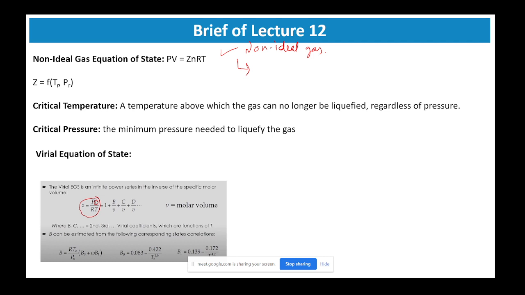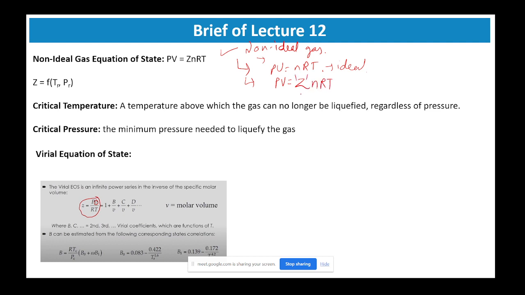This is because at lower pressures, the interaction between two molecules decreases because the molecules are very far from each other. So due to that, you can consider non-ideal gas to be ideal. Now, the equation of state which was used for ideal gas was PV equals nRT. Now, for non-ideal gas, you use a correction factor which is Z, so PV equals ZnRT.